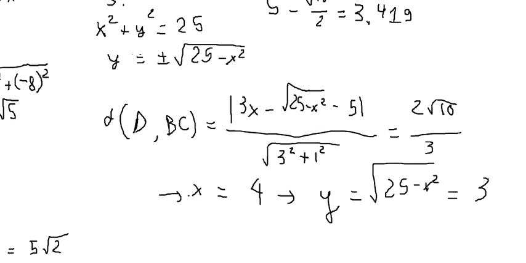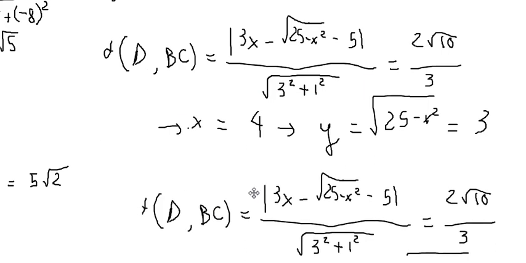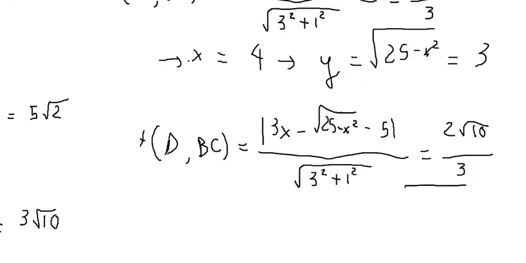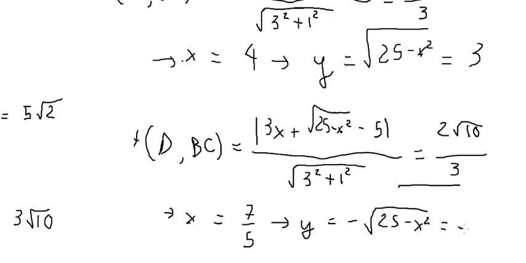Now let's do the negative side. So we can find the value of x. We got about 7 over 5. And we can find the value of y. That's about negative the square root of 25 minus x squared, and we got about negative 24 over 5.